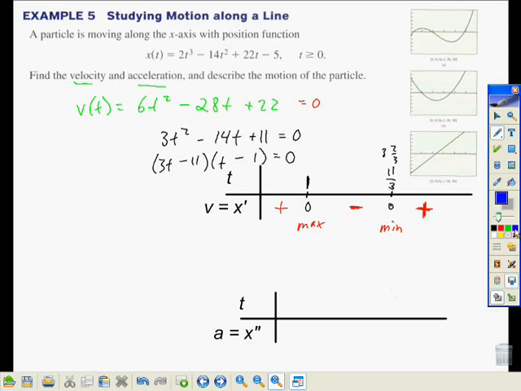For my acceleration, then I'm going to take the derivative of the velocity. And so looking here, we've got 12t minus 28. Again, we're going to set that equal to 0 to see if we can find any inflection points. And we get 28 over 12, which is about 2 and 1/3.